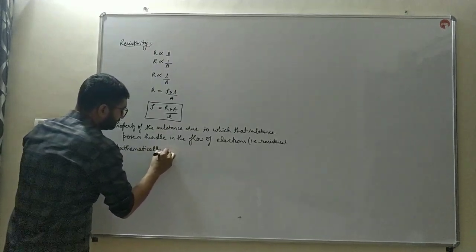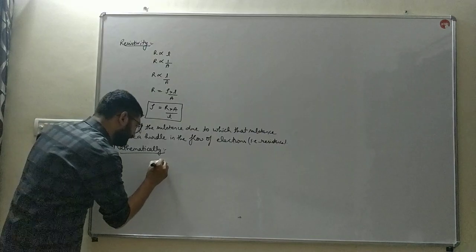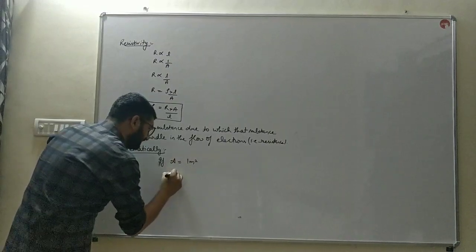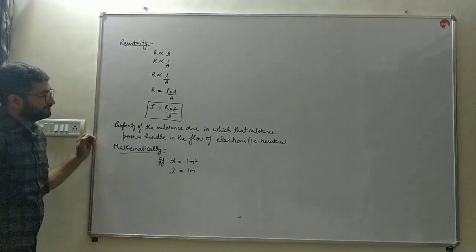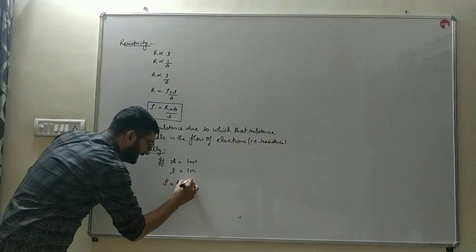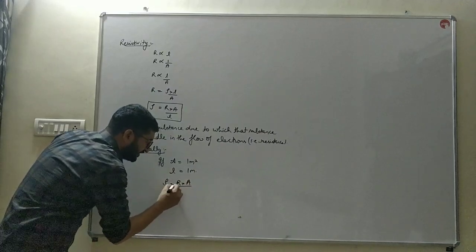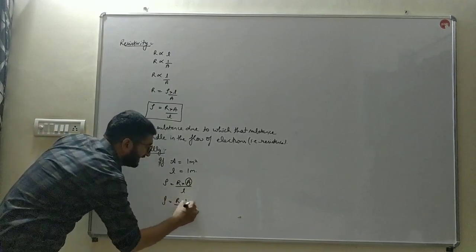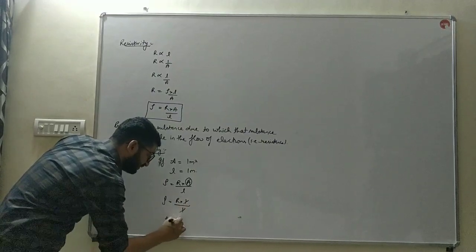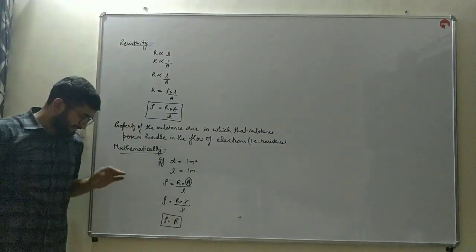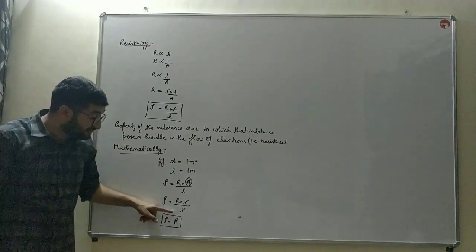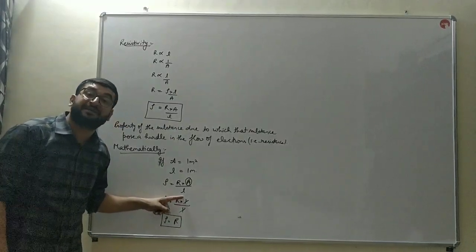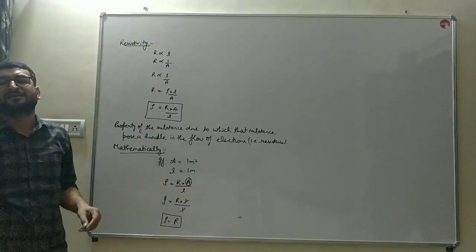Mathematically, what is resistivity? Let us suppose the area of the wire is 1 meter square and the length of the wire is 1 meter. Resistivity is equal to R into A by L. Area is 1 meter square and length is 1 meter. 1 is cancelled by 1, so rho is equal to R. So mathematically, resistivity is equal to the resistance if the area of cross section of the wire is 1 meter square and length is 1 meter.